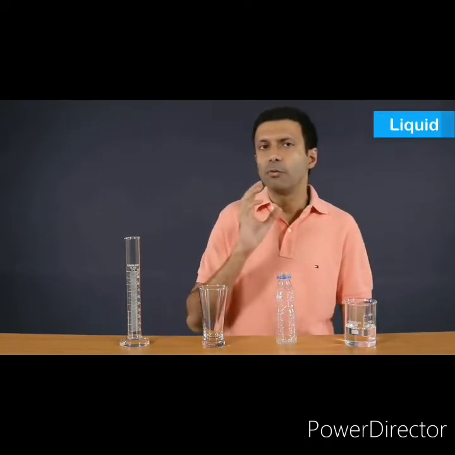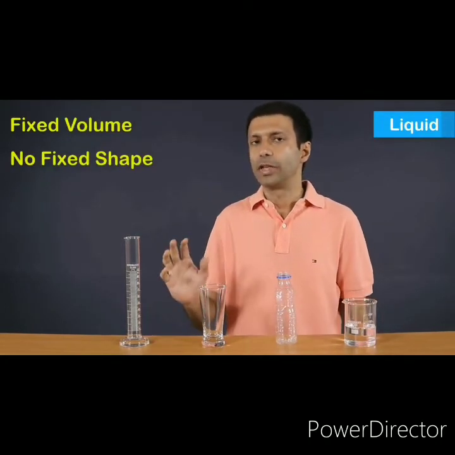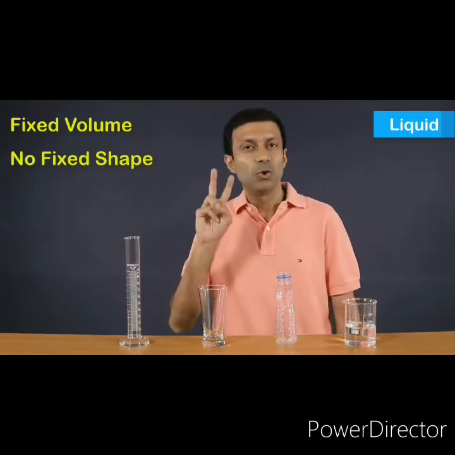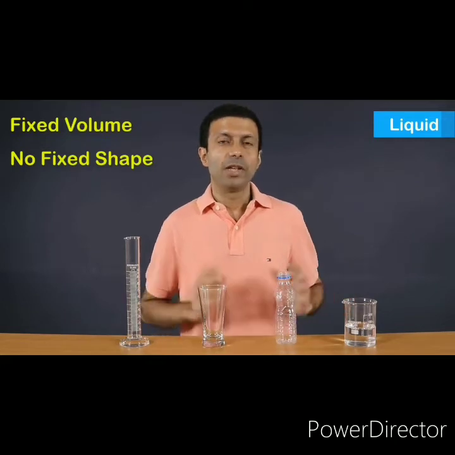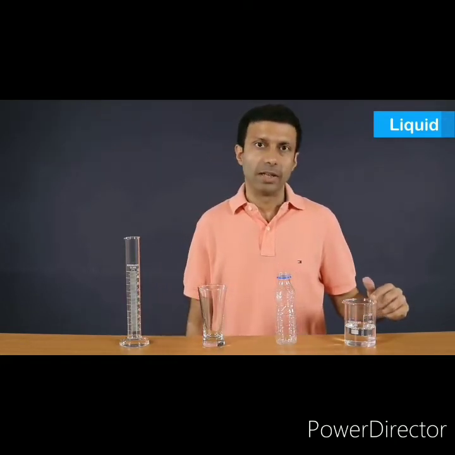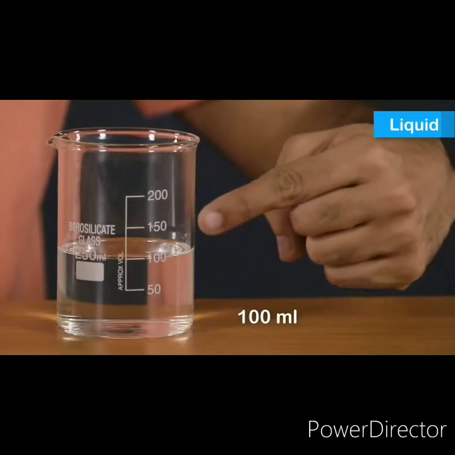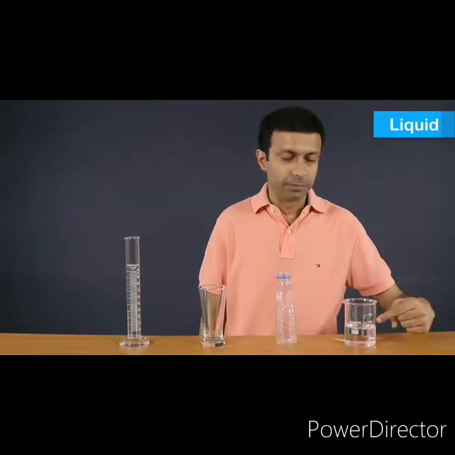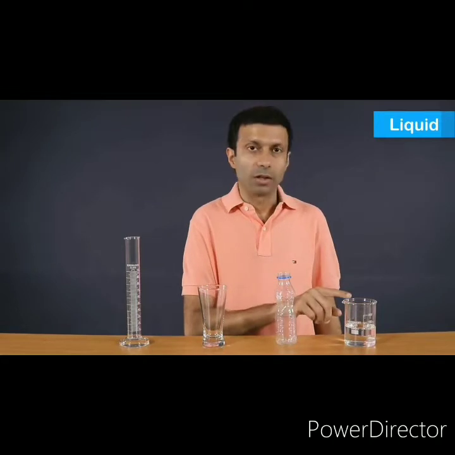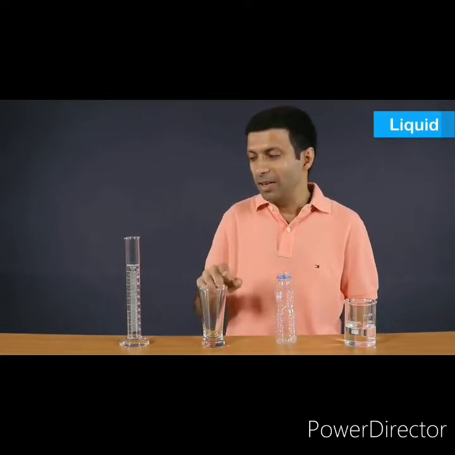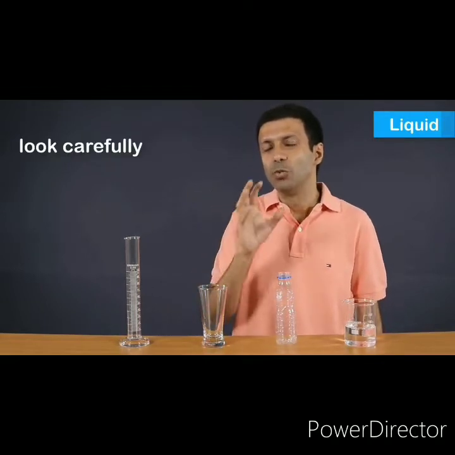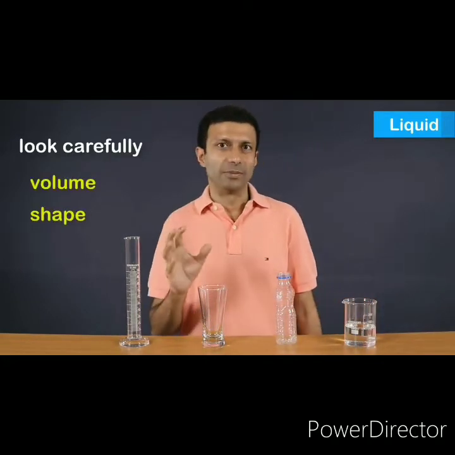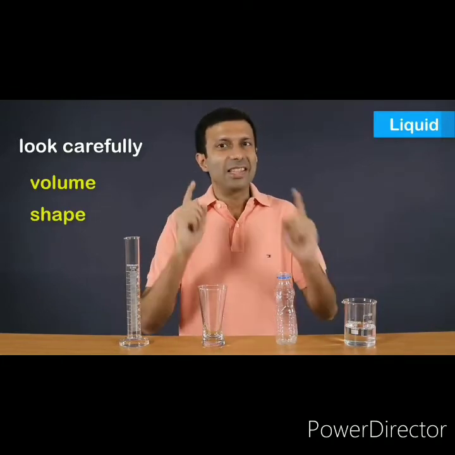Now let's take a look at liquids. Liquids have a fixed volume but no fixed shape. I'm going to prove these two points to you with one single experiment here. For the experiment, I've taken water in this beaker, and as you can see, there's 100 ml of water here. Now I'm going to transfer this water into this container, this one, and this one. And you carefully take a look at the change in volume and shape of the liquid. So are you ready? Let's start.